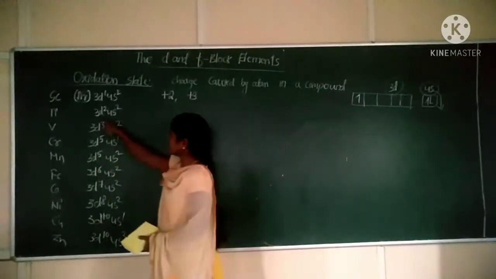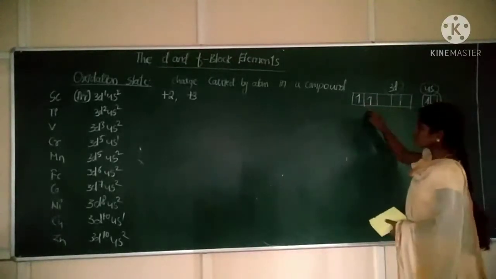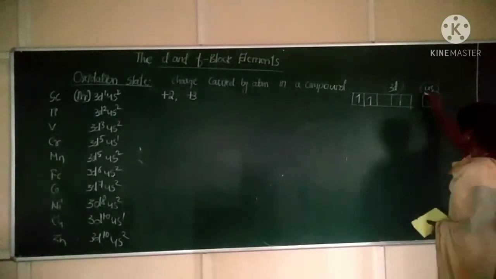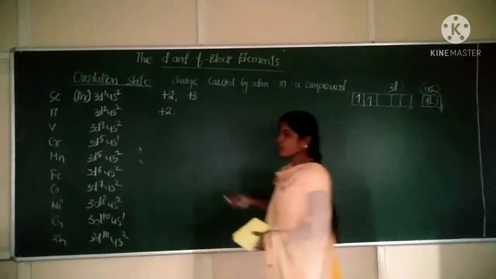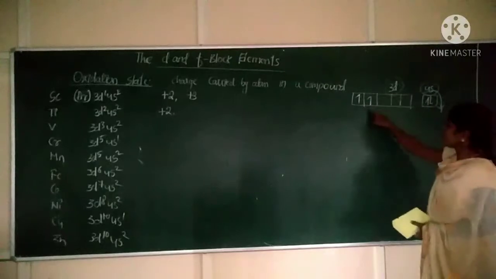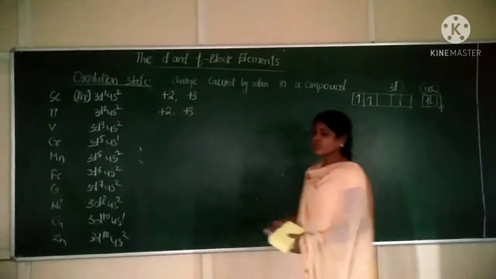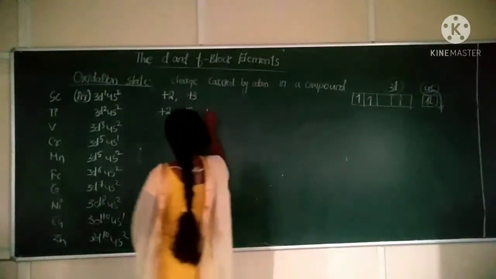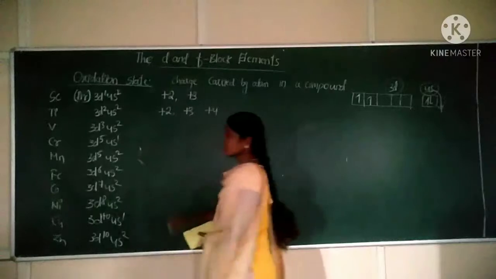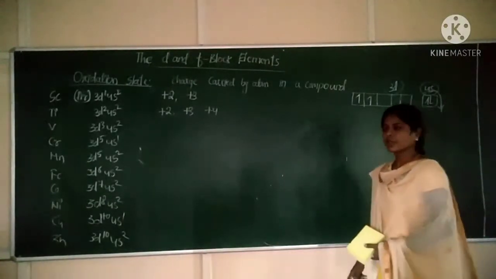Next for titanium it is 3D2 4s2. If it loses two electrons, it will form a +2 state. If it loses two electrons from 4s and one electron from 3D, it will have +3. If it loses two electrons from 4s and two electrons from 3D, at that time it will have +4 oxidation. So the possible oxidation states for titanium are +2, +3 and +4.